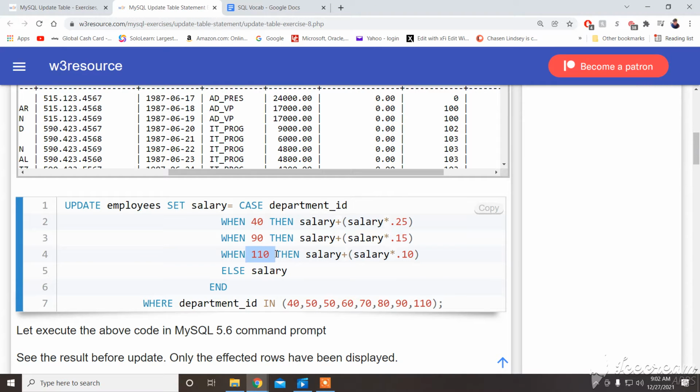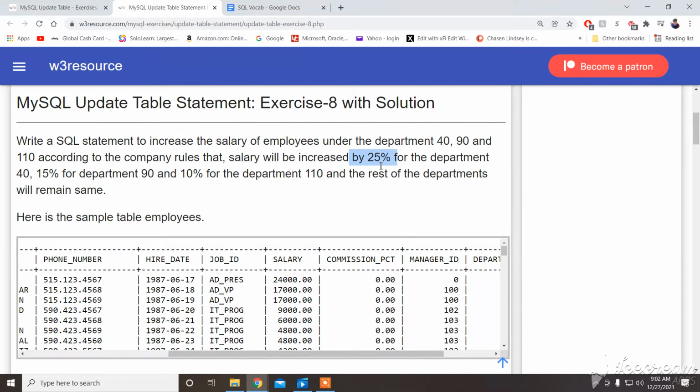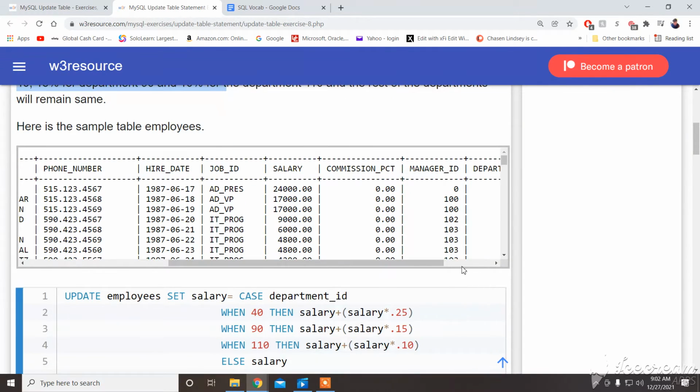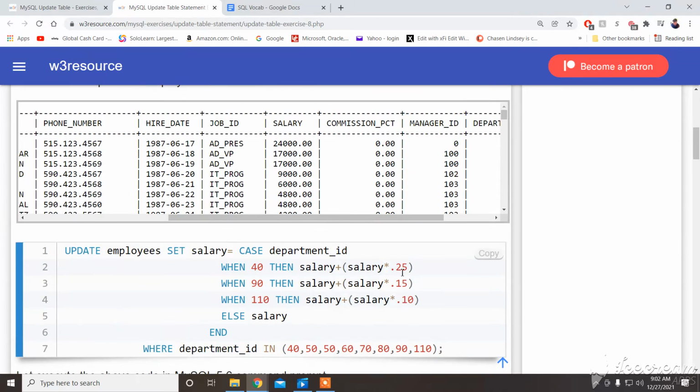One more time. Department 110, we're going to take placeholder salary, we're going to increase it, parentheses. We're actually going to increase salary, multiply by 0.10. And percentages, 25%, 15%, 10%. The substitute for 25% is 0.25.